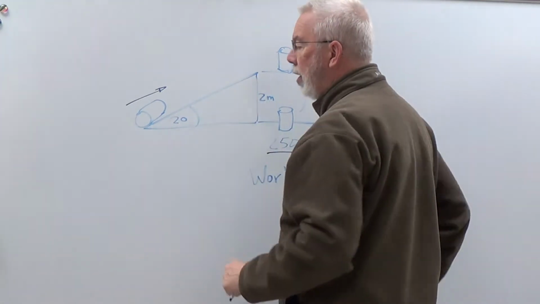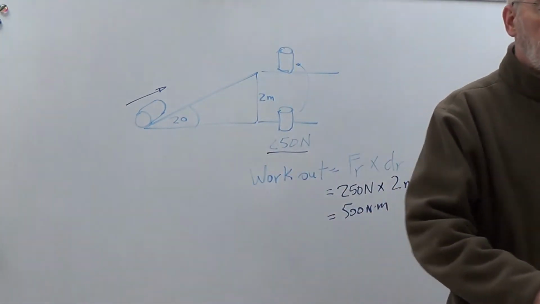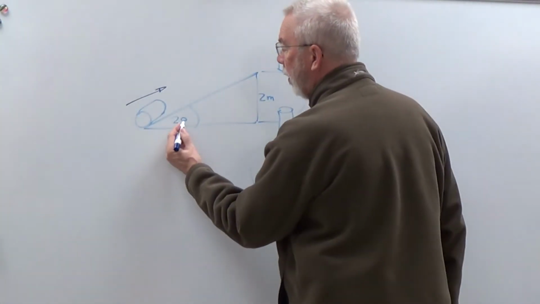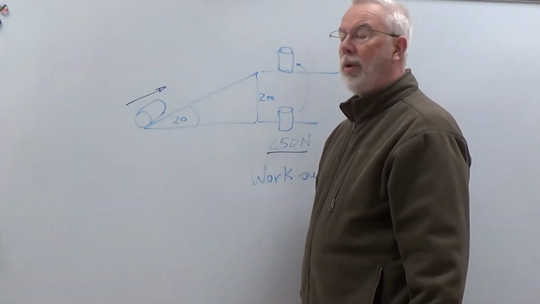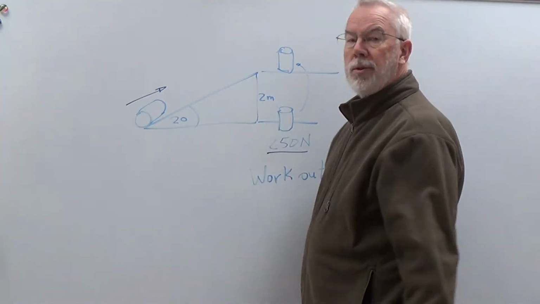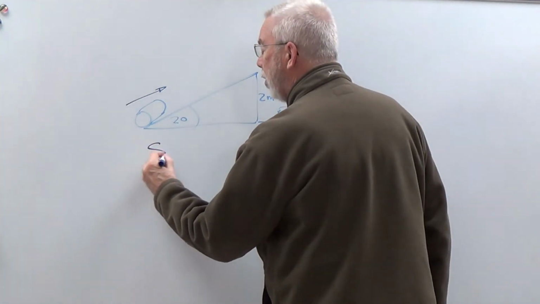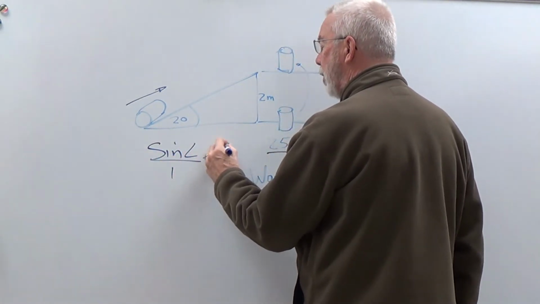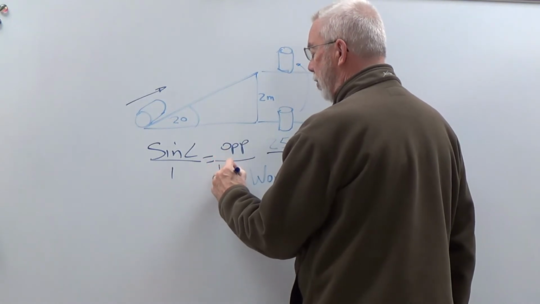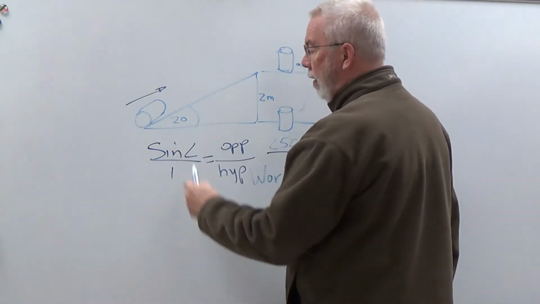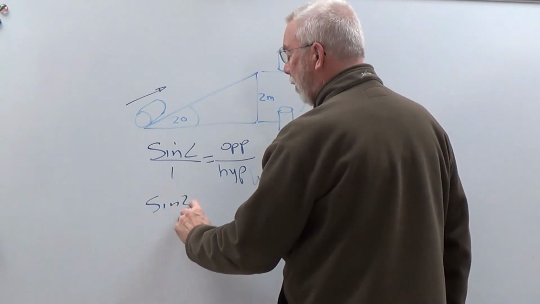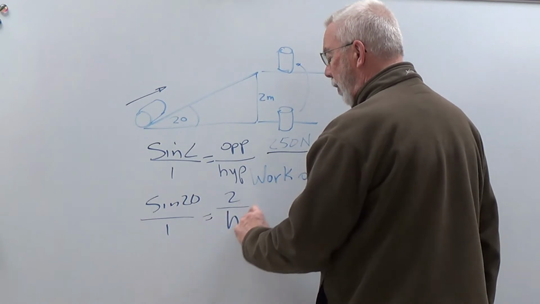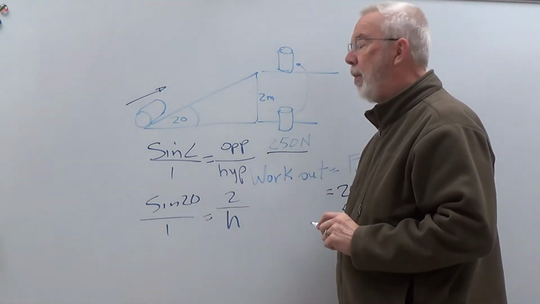One of the things that you notice that's missing here is that we do not know the length of the inclined plane, but we do know that the angle is 20 degrees, and we know that the opposite side is 2. So using the sine function, the sine of the angle over 1 is equal to the opposite over the hypotenuse. Then we substitute our values in, and we have the sine of 20 over 1 is equal to 2 over h, using the letter h for hypotenuse.